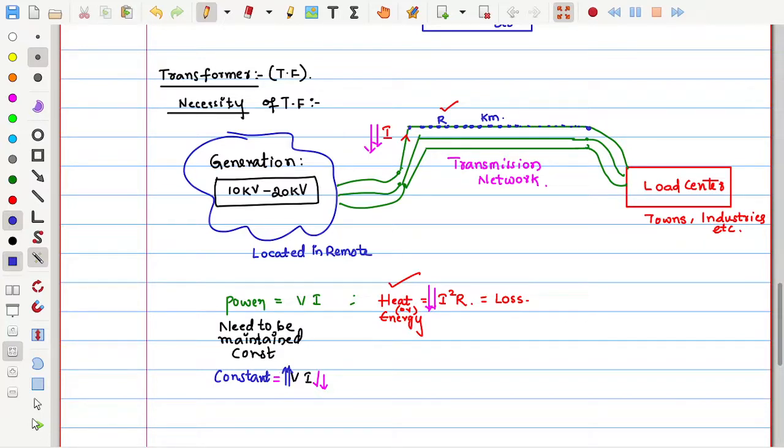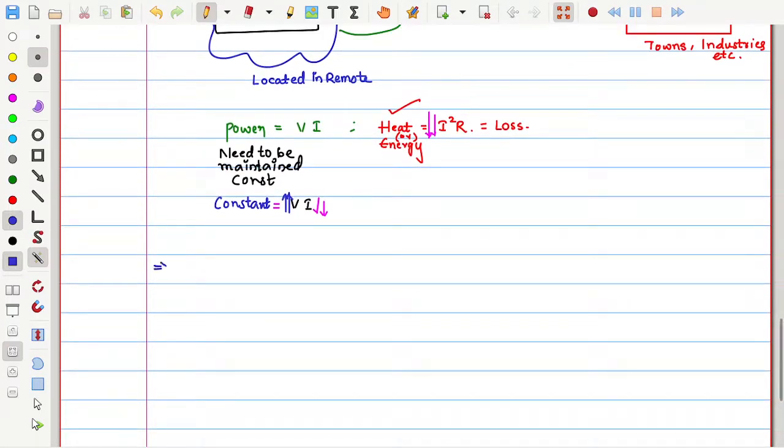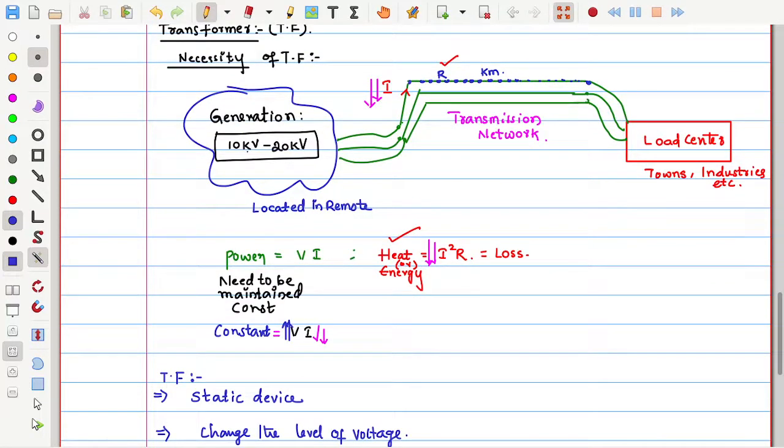Then how can we raise the voltage? That is our interesting phenomenon, the transformer. The transformer is a device, a static device, which means it does not have any rotating parts. All are stationary parts. The function of this transformer is that it will change the level of voltage. Like it may change from 10 kV to some 200 kV voltage level.